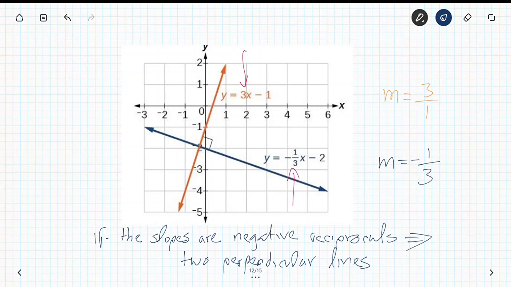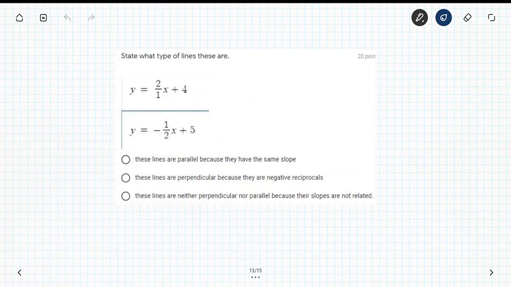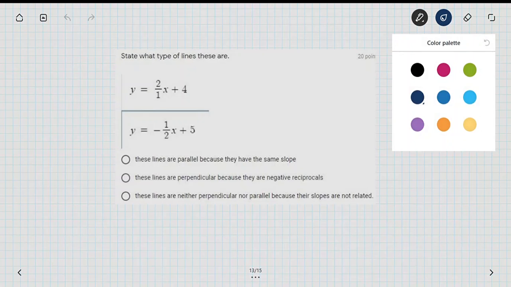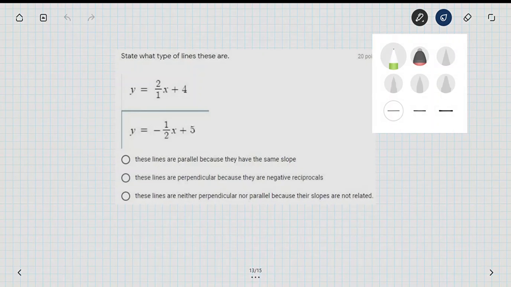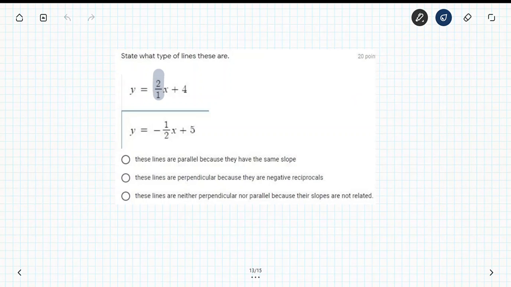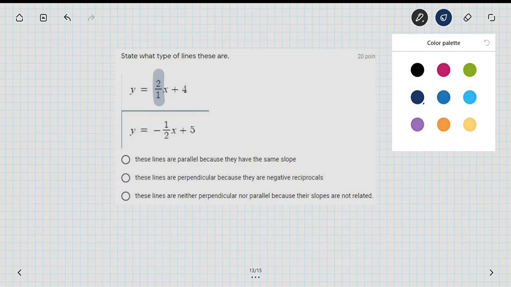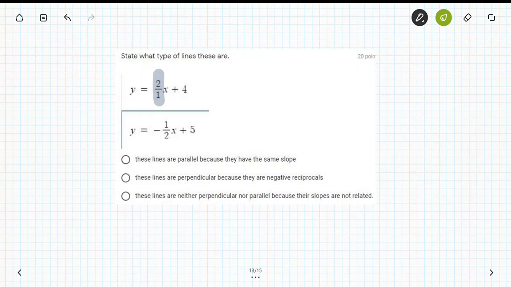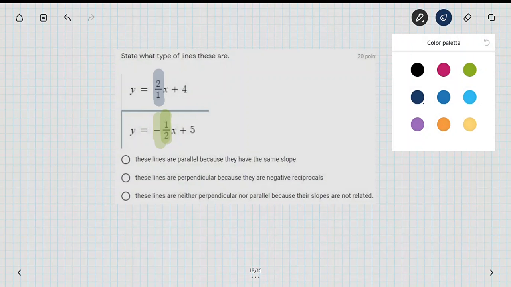So now let's look at just lines that are not graphed. We could graph them, but let's just look at them without graphing them. Let's look at these two lines. The first thing I want to do is highlight the slope. So for example, the slope is 2 over 1, and for the other line, the slope right here is -1 over 2.